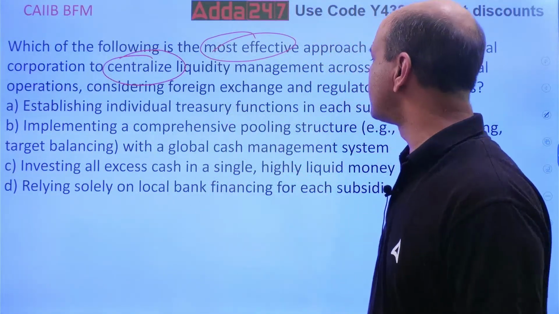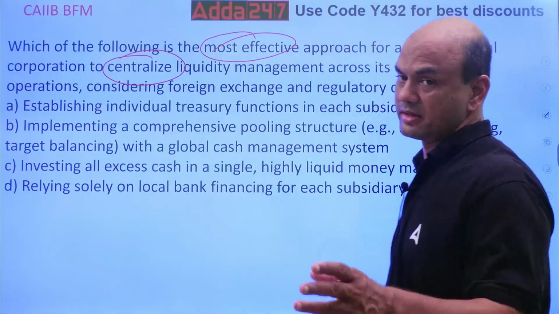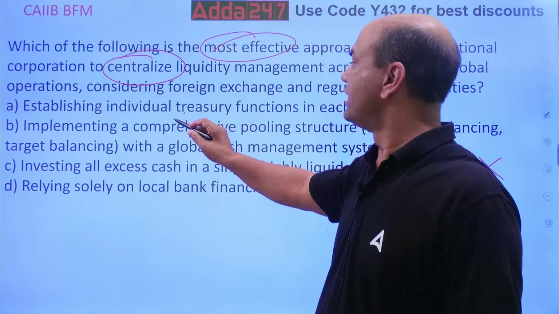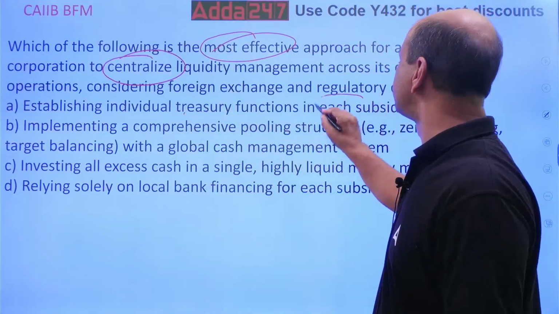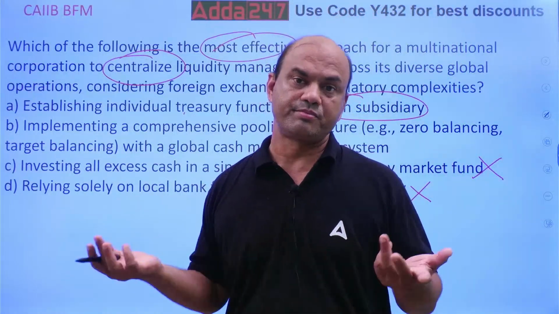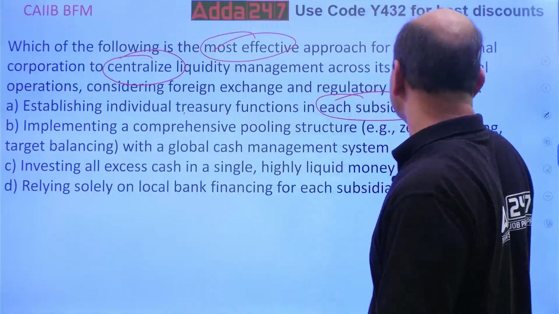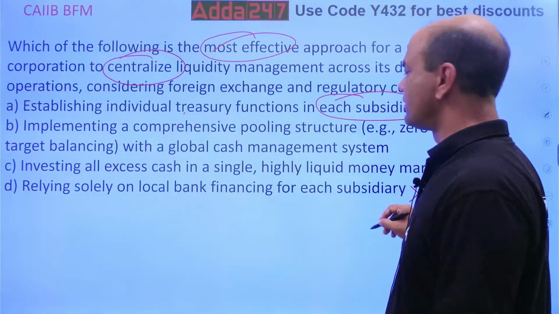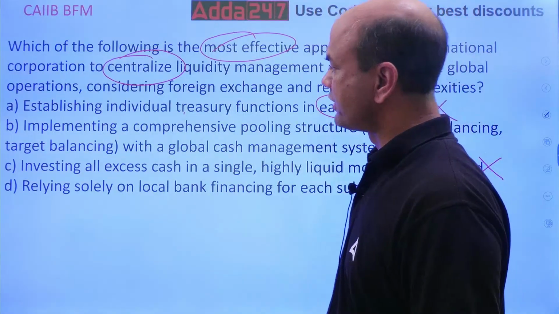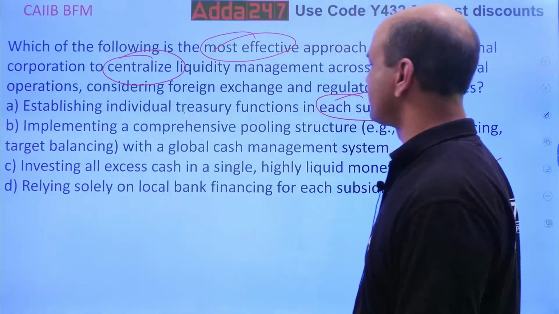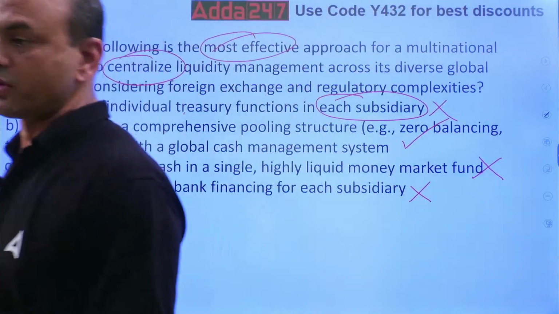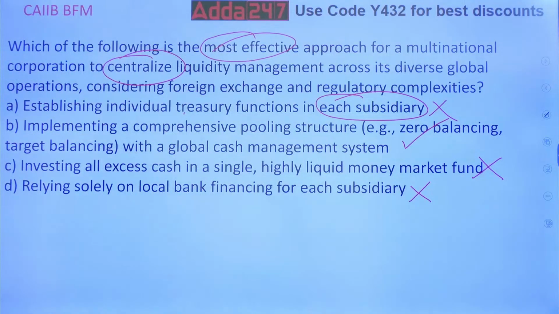Establishing individual treasury functions in each subsidiary. Now see here, you are talking of centralizing, and here what are you saying? Individual treasury functions in each subsidiary means in each country I am having a different treasury unit. That is not right. So these three are not at all useful. This is the right one. Most effective: implementing a comprehensive pooling structure with global cash management system. Okay, this is the right one. Got it? This is the right answer. Clear?